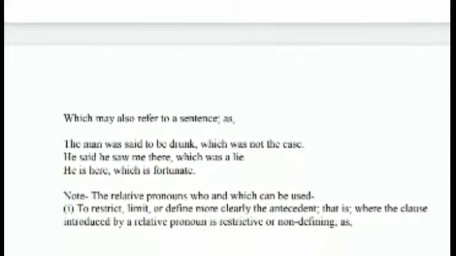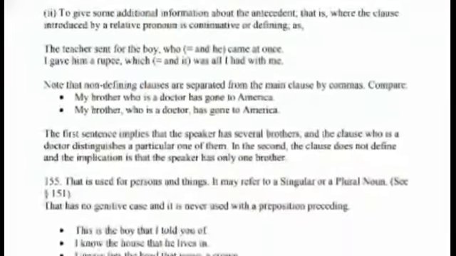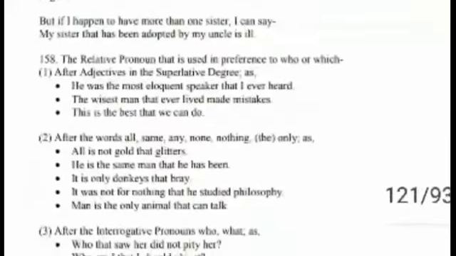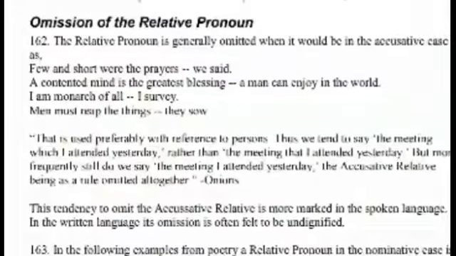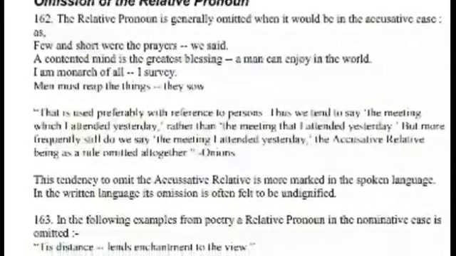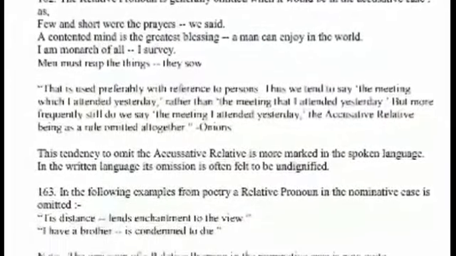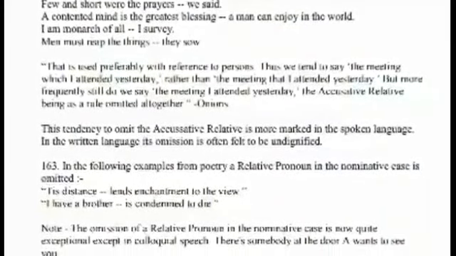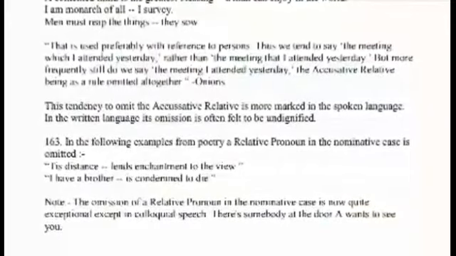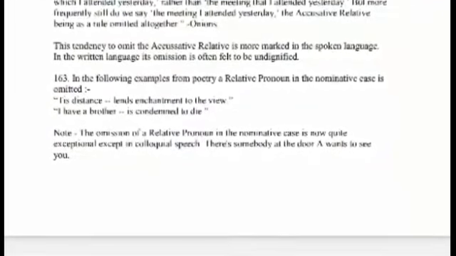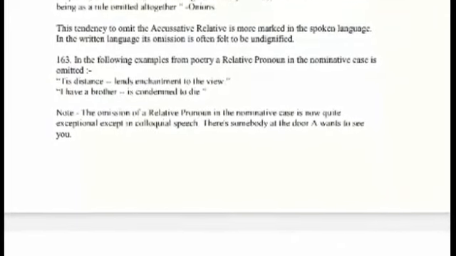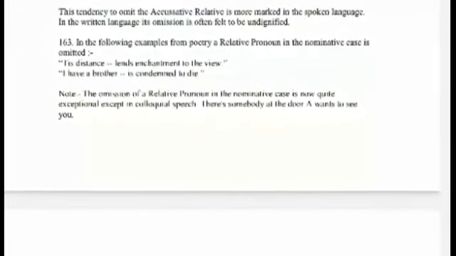Few and short were prayers we said. Men must reap the things they sow. The relative pronoun is generally omitted when it would be in the accusative case. That is used preferably with reference to persons. Thus we tend to say the meeting which I attended yesterday rather than the meeting that I attended yesterday. Here which is omitted. But more frequently still do we say the meeting I attended yesterday. Okay. These are the examples for omission of relative pronouns.